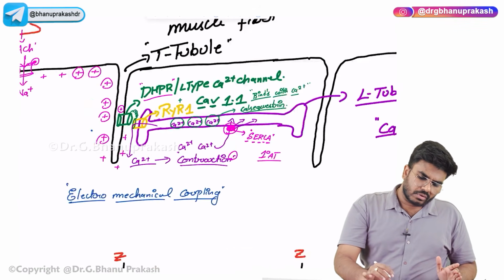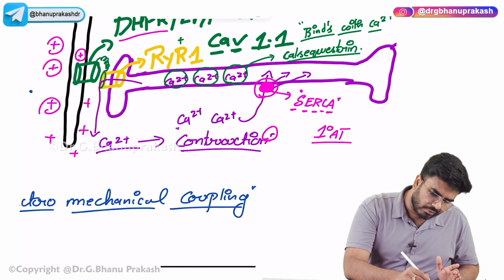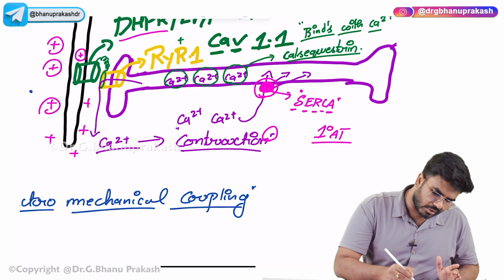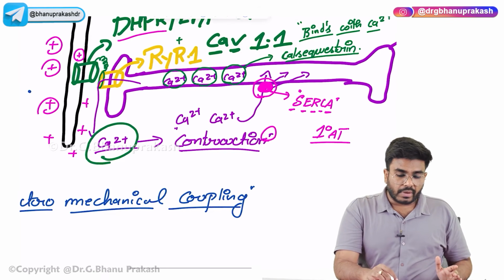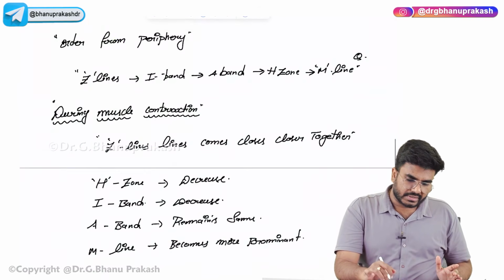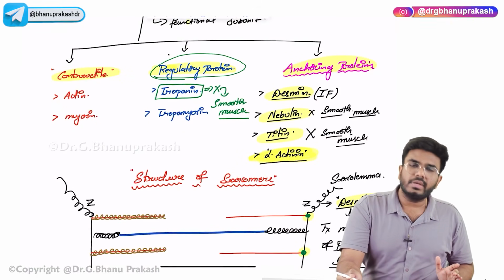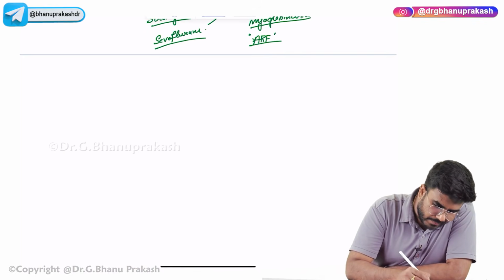Next, what exactly is this calcium doing? I have told you calcium is responsible for muscle contraction. So what exactly is this calcium doing? For that purpose, you have to understand the regulatory proteins. Let me explain these regulatory proteins. What are the two regulatory proteins? Troponin.